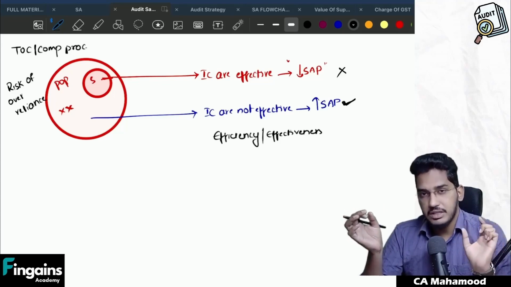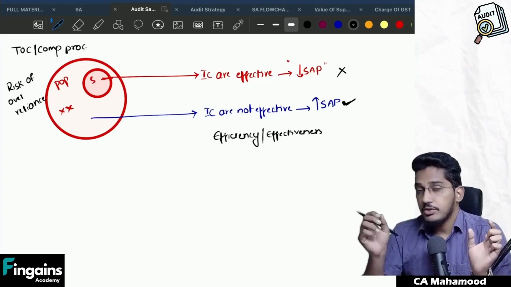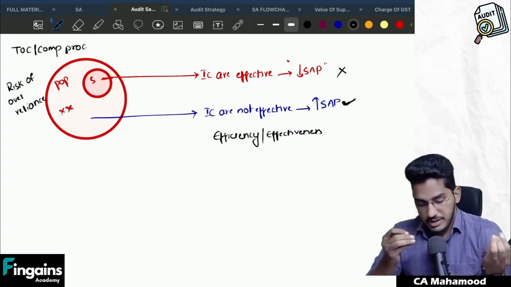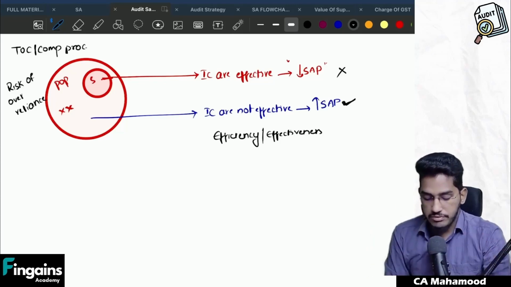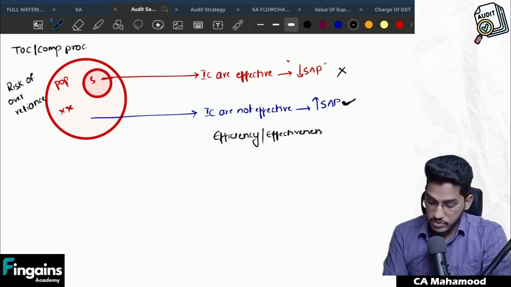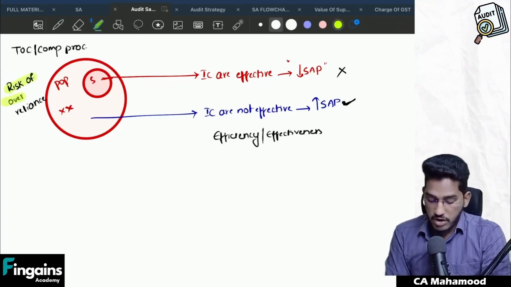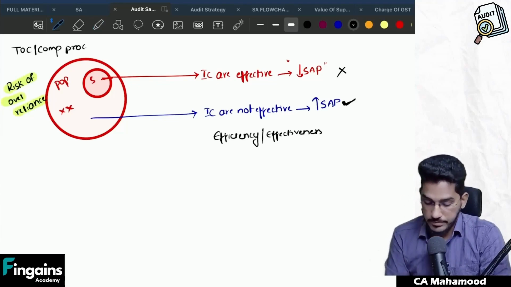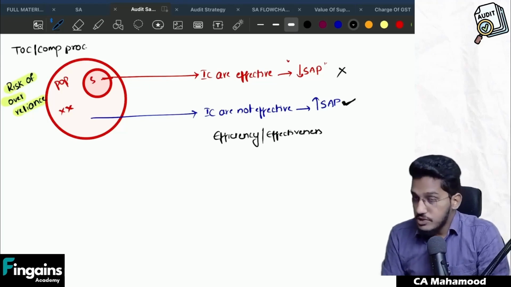Efficiency is if you are able to complete the task in less time. Effectiveness is if you are able to do the task in a perfect way, then you will be called as effective. Now my question here is, because of the risk of over reliance, what will be impacted? Will it have an impact on the efficiency of the audit, or on the effectiveness of the audit? Because of the risk of over reliance, effectiveness will not be there in the audit. You will be efficient.